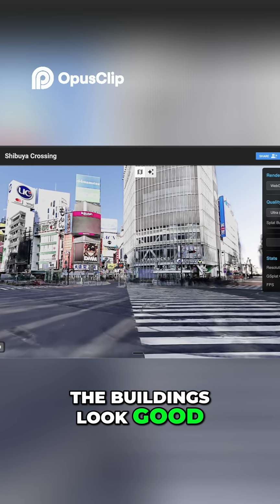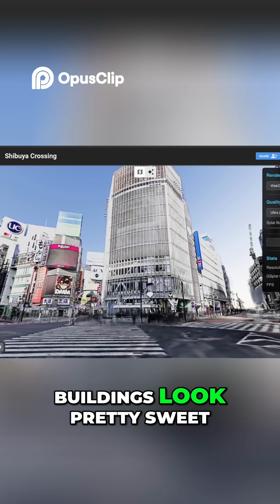I mean, of course the buildings look good, there were no people there, but those buildings look pretty sweet as well.